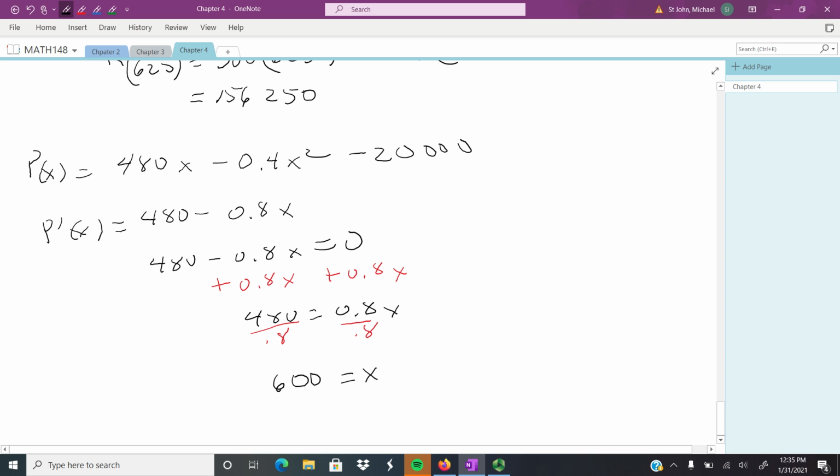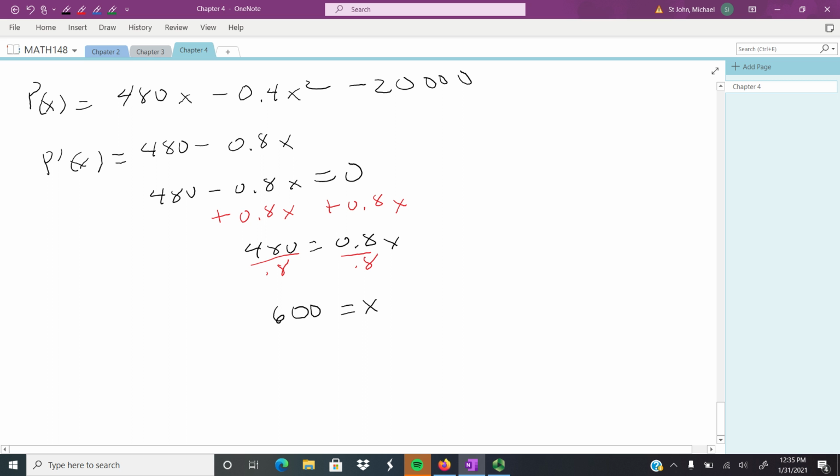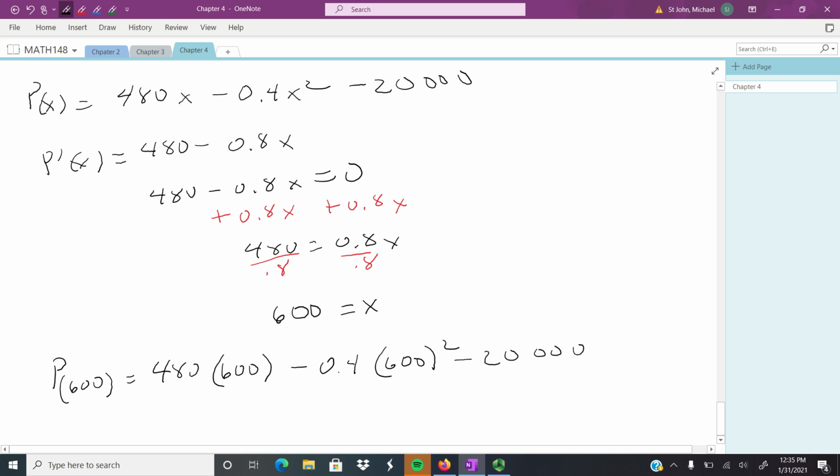And so now, of course, we can figure out what is the maximum profit. Right? And so P of 600 is going to be 480 times 600 minus 0.4 times 600 squared minus the 20,000. And we get this is going to be 124,000. Right?